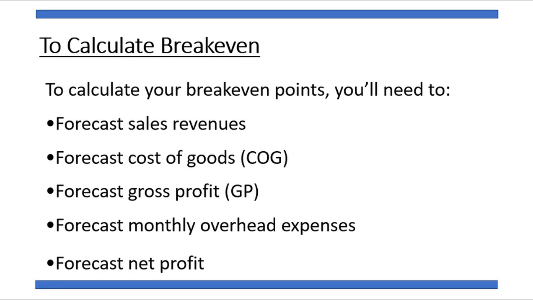And so to calculate break even, those 3 different kinds of break even points that we just talked about, you'll need to accurately forecast sales revenues, forecast your cost of goods, forecast the gross profit that you'll make on those sales, forecast your monthly overhead expenses, or these are also sometimes referred to as fixed costs, and ultimately be able to forecast your net profit.